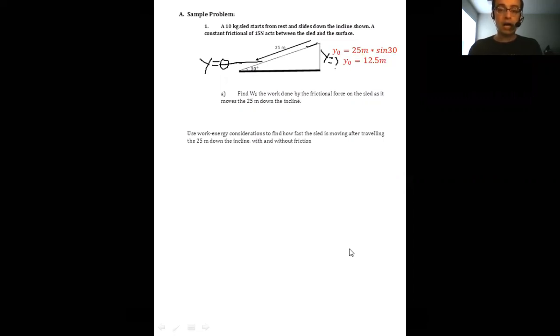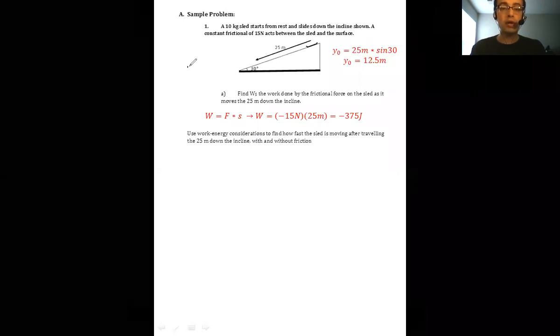To find the work done by the frictional force on the sled as it moves the 25 meters down the incline, work is equal to force times displacement, or in this case, work is equal to negative 15 newtons times positive 25 meters, or negative 375 joules. The work is done over a distance of 25 meters. You might be asking yourself, what about other possible forces on this particular sled, and why is this force negative and why is this work negative?